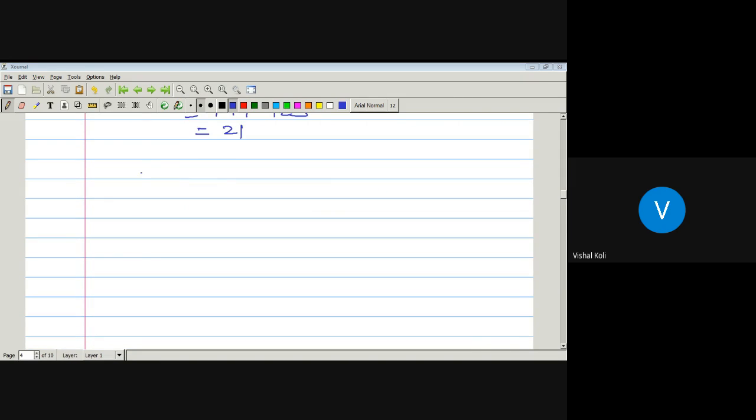So hence the number of primes less than 100 is equal to how much? 25. Yes, that 4 plus this 21, which is 25. Okay, so in this way we can find the integers between 1 to 100 that are prime.